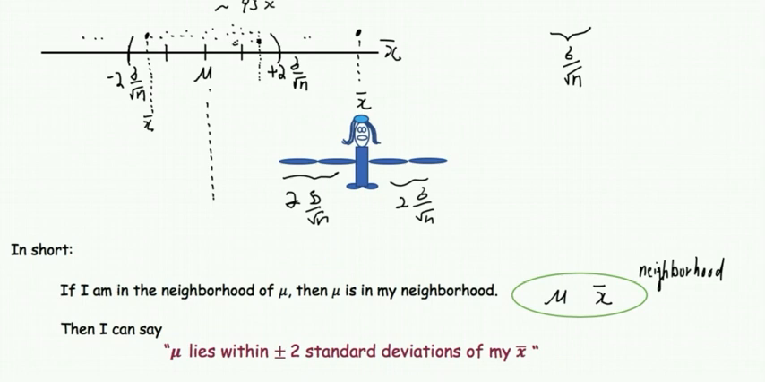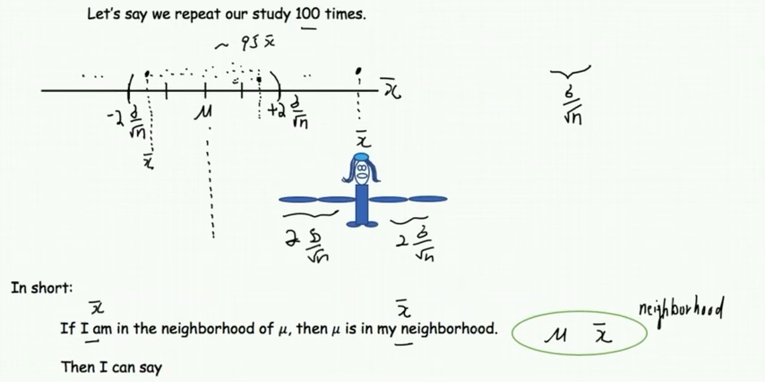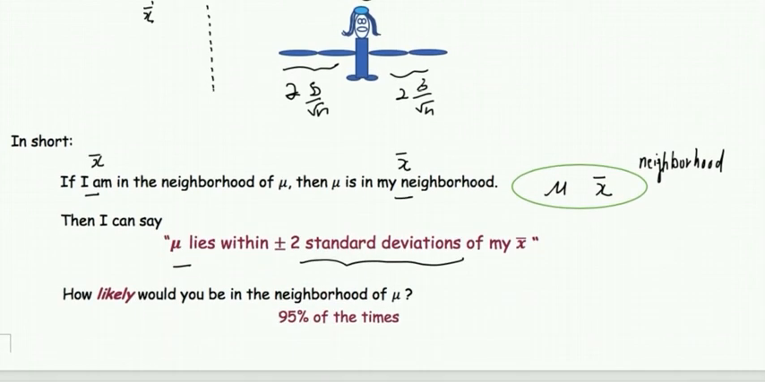If I'm close to mu, meaning if my sample mean is in the neighborhood of mu, then mu is in my neighborhood. Then mu is within the reach of my sample mean. Well, in more detail, it means that mu lies within the plus 2 and minus 2 standard deviations of my sample mean. Now you know that how often can I capture the mu? Well, not every time. If my sample mean is too far away from mu to begin with, I cannot capture mu. So how often can I capture mu?